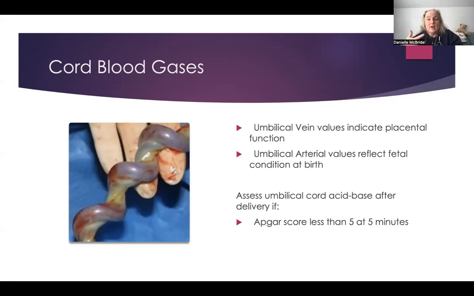Is the baby acidotic? What's going on with baby? So what is coming out of the artery is more important. So in this picture, you can really only see one artery. Remember, there's two, but they're smaller and they're harder to get blood from. Okay, so we can do cord blood gases. We'll send a sample of both the artery and the vein to compare to see what the acid-base balance is, and especially if our APGAR is 5 or less.